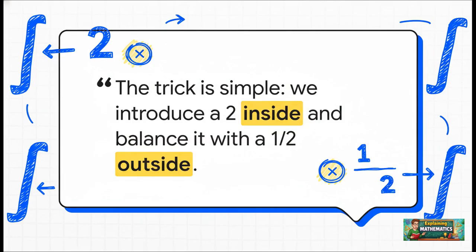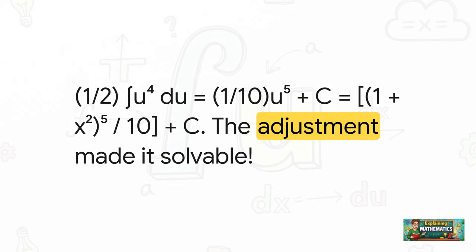We can just introduce a factor of 2 inside the integral, right where we need it, as long as we balance it out by multiplying by 1/2 on the outside. Since 2 times 1/2 is just 1, we haven't actually changed the value of the problem at all. It's a perfectly legal move. And look at the result.